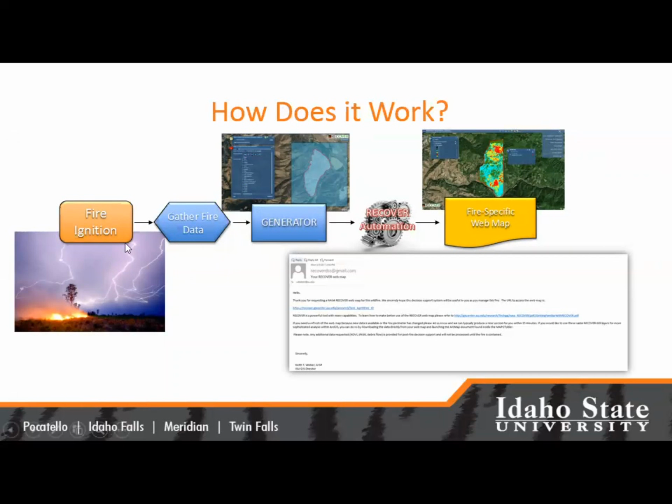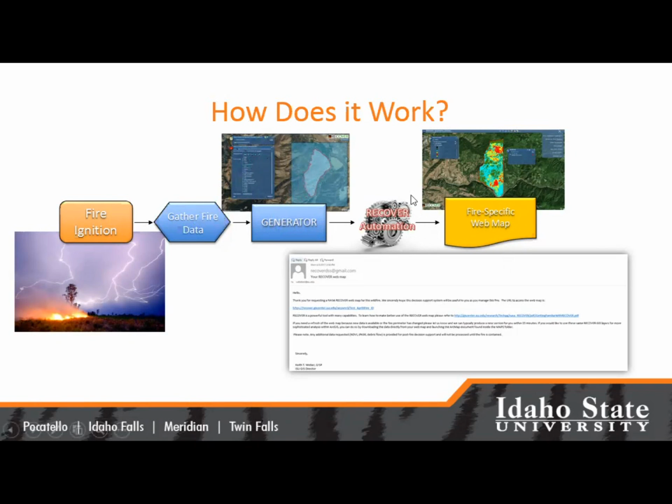So what the fire manager might be doing, amongst a million other things, is gather some basic fire data. And for your use of Recover, it can be nothing more than a shapefile of the fire perimeter. With that in hand, you visit the generator. There's a little thumbnail of what the generator looks like. You upload that shapefile to the generator, give it a name. Literally, that's all you have to do. Put in your email, and just as fast as that, you can click submit.